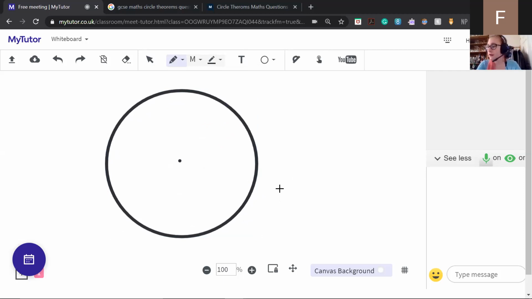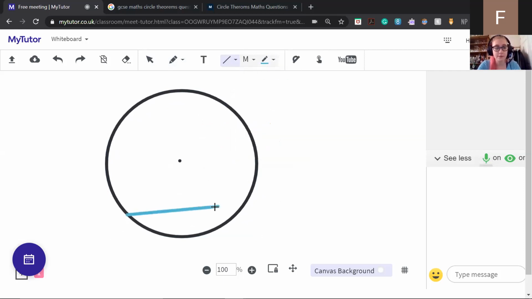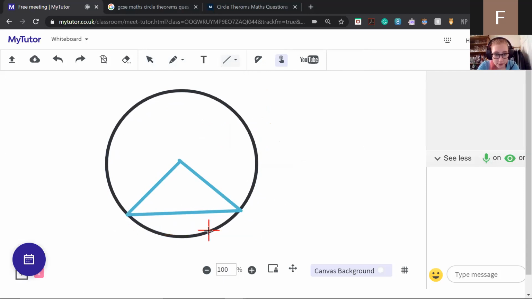So the first two that I'm going to talk about, we start by considering a chord. So like this. And that's the other word that I didn't say. When we have a chord like this, this bit here, a section of the circumference, is called an arc. And what we say is that this angle here, let's call it x. In fact, I'm going to call it 2x for reasons that you'll see in a moment. 2x is the angle subtended by the arc.